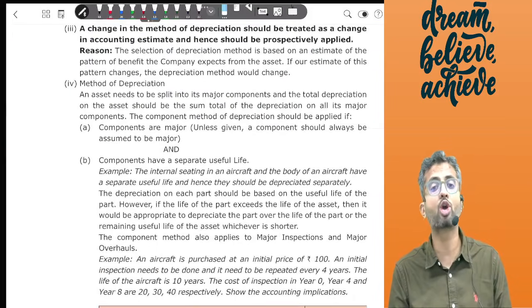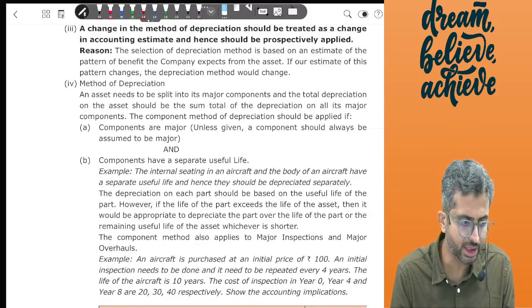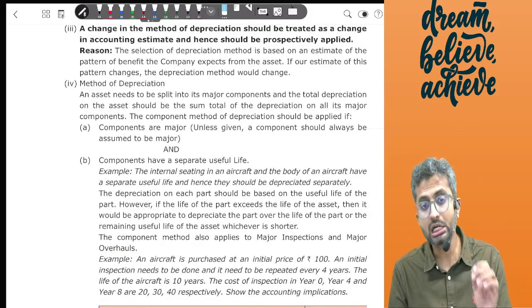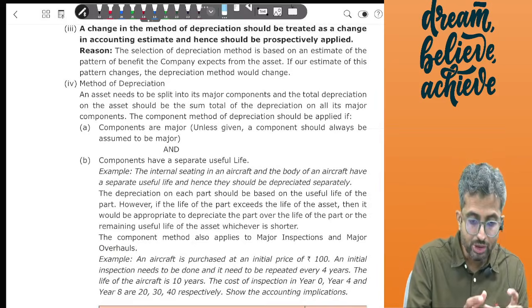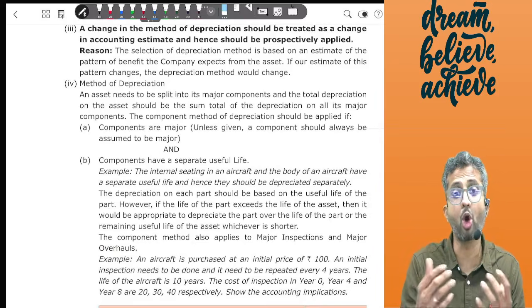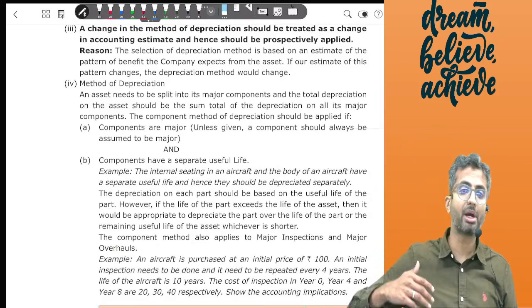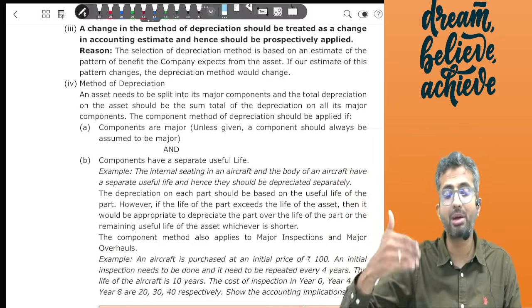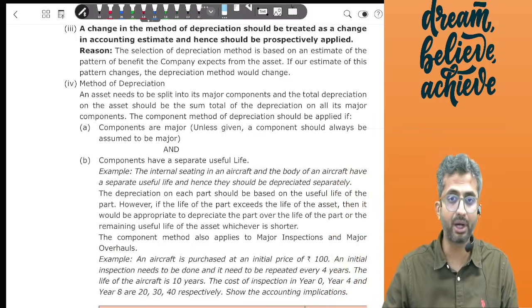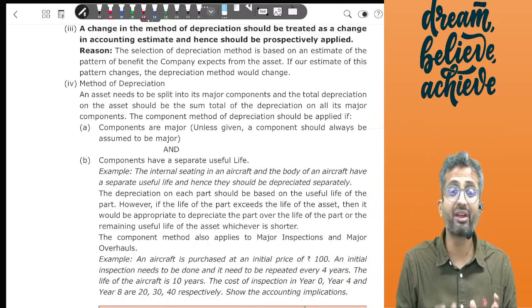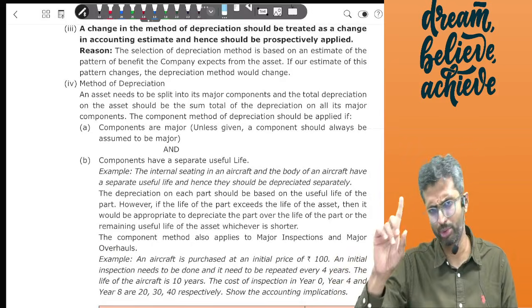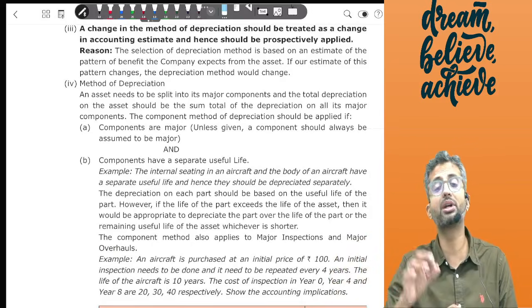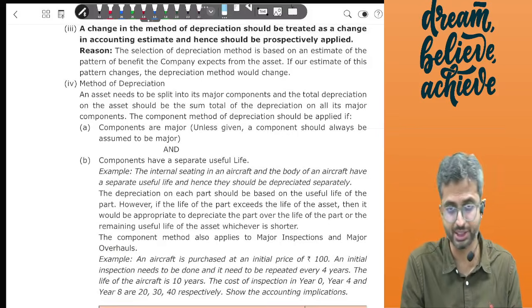And then you have the component method of depreciation. Now this is something which is interesting and important. Under the component method of depreciation, you are responsible for depreciating based on components. But then a car might have 2000 components. Do I have to depreciate each component in the car separately? The answer is no. The law says component method will apply if the asset has major components, okay? And these components have life which is different from the life of the asset.